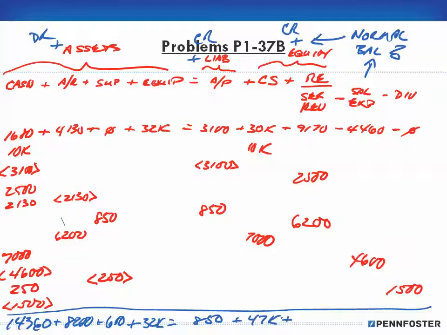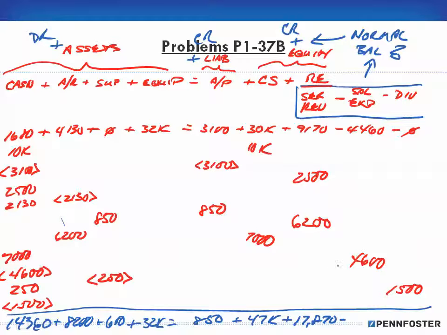Now, for our retained earnings, remember, our retained earnings is our service revenue, expenses, and dividends. So for service revenue, we had 9,170 plus 2,500 plus 6,200, which gives us 17,870. Minus our expenses: we had started out with 4,460 plus 4,600, which gives us 9,060, and we had $1,500 in dividends.